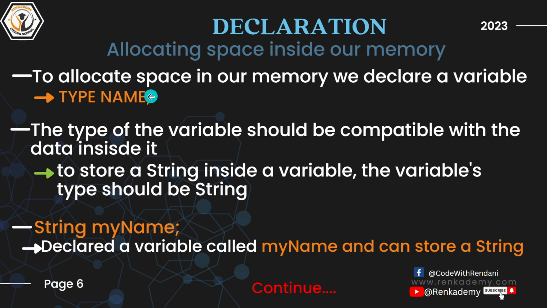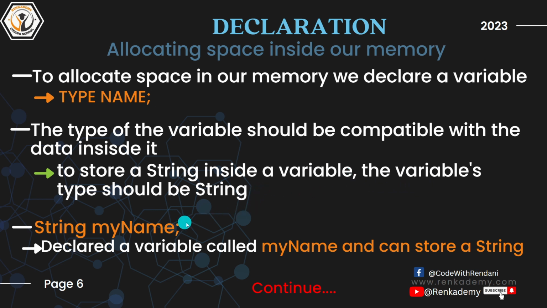We do it like this. We put the type of the variable, and then we leave a space, and then we put the name of the variable. And the name of the variable is optional. It can be anything, alright? And as you can see, we have a semicolon over here. So declaring a variable is a statement in Java. Now, the type of the variable should be compatible with the data inside it. So for example, to store a string inside the variable, its type should also be a string, alright?